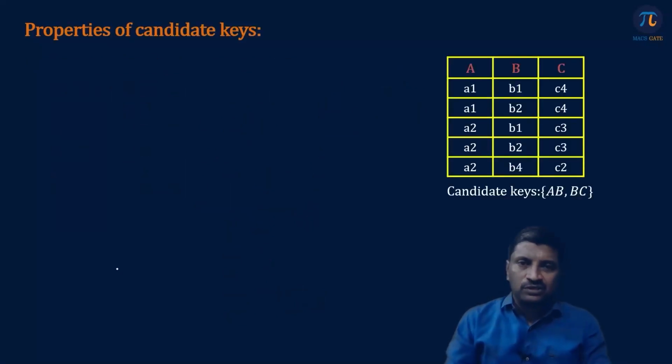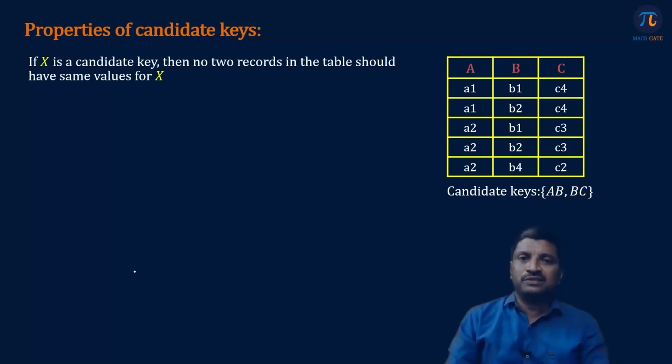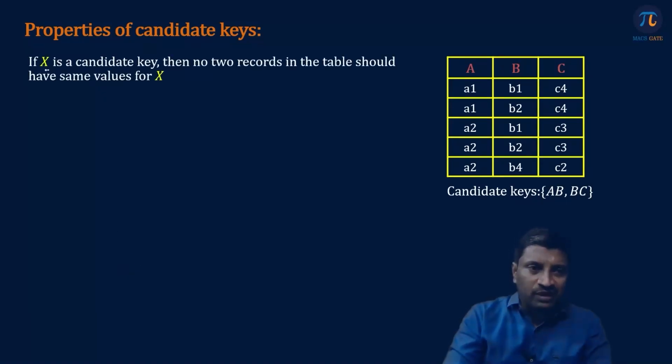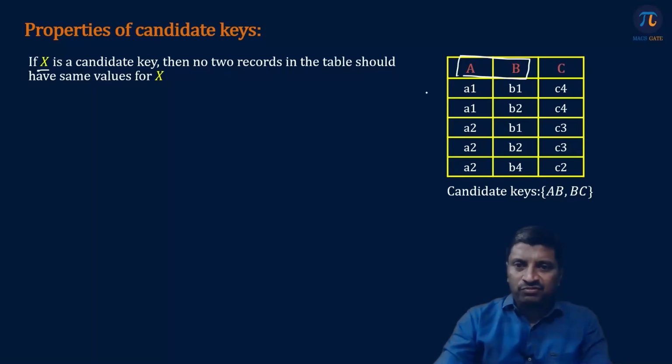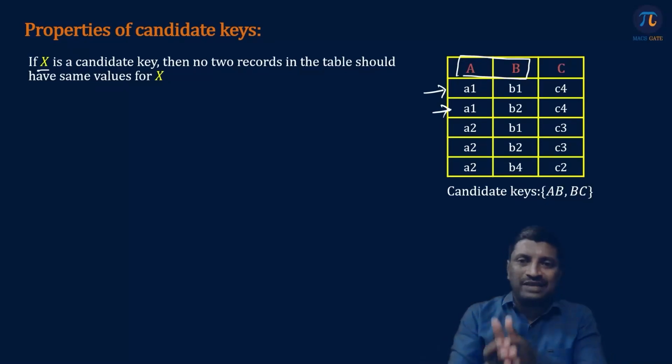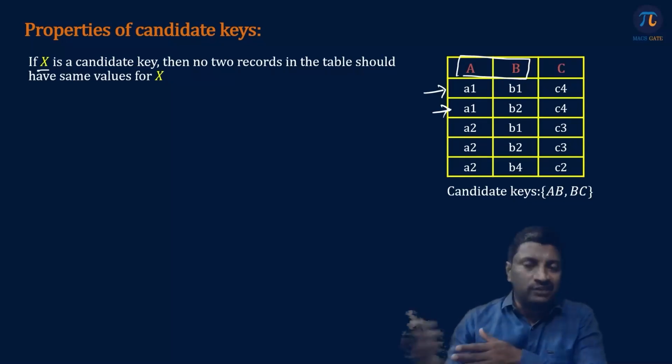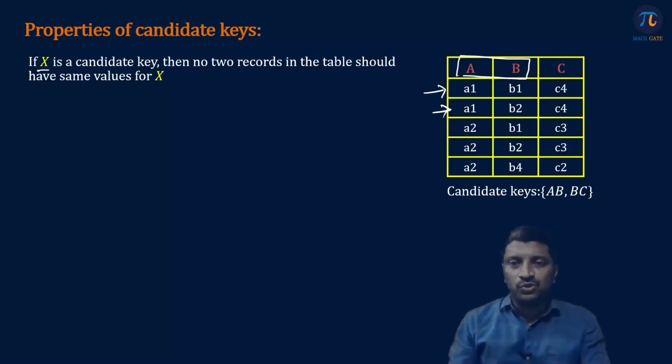Properties of candidate keys. Now let us list out some properties of candidate keys. The first one is: if X is a candidate key, then no two records in the table should have the same values for X. For example, assume this is my candidate key. If these two records have the same values for the attributes of X, then X cannot differentiate these two records. If it cannot differentiate two records, how can it be a candidate key? So whenever it is a candidate key, surely no two records will have the same values for the attribute set.